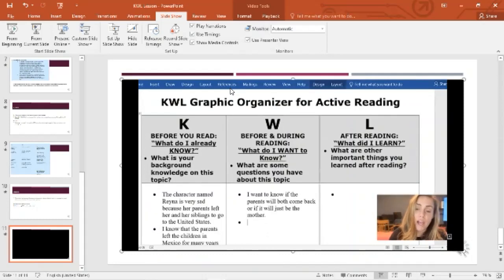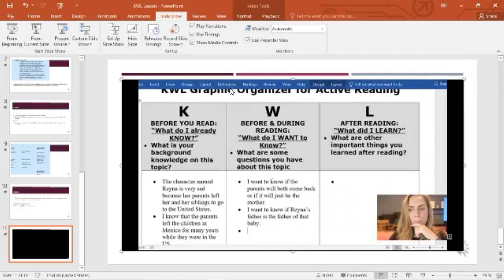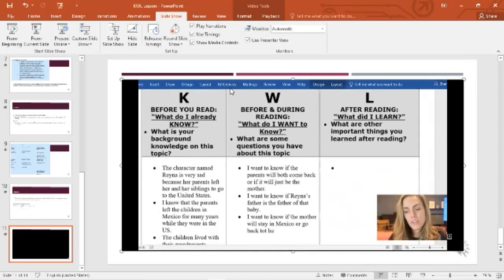One thing I know that I forgot to write down too is that the mother comes back from the U.S. without the father and brings a new baby. I want to know if Reina's father is the father of that baby. I want to know if the mother will stay in Mexico or go back to the U.S., okay?